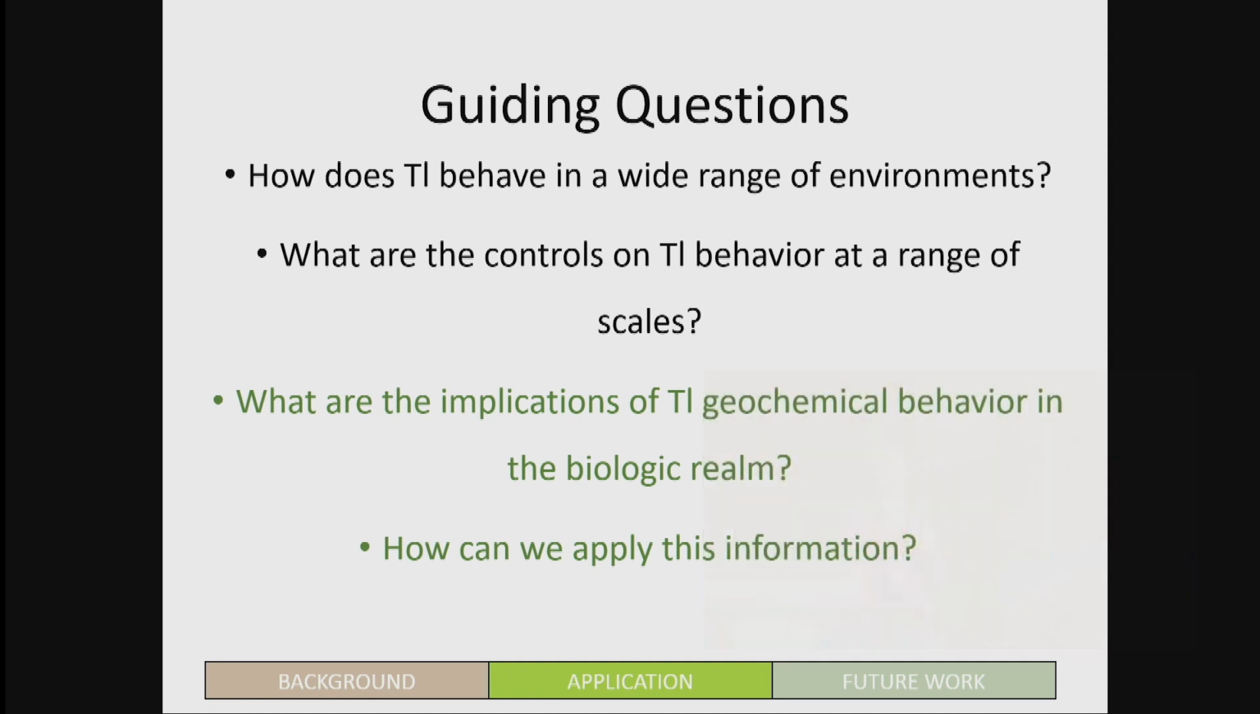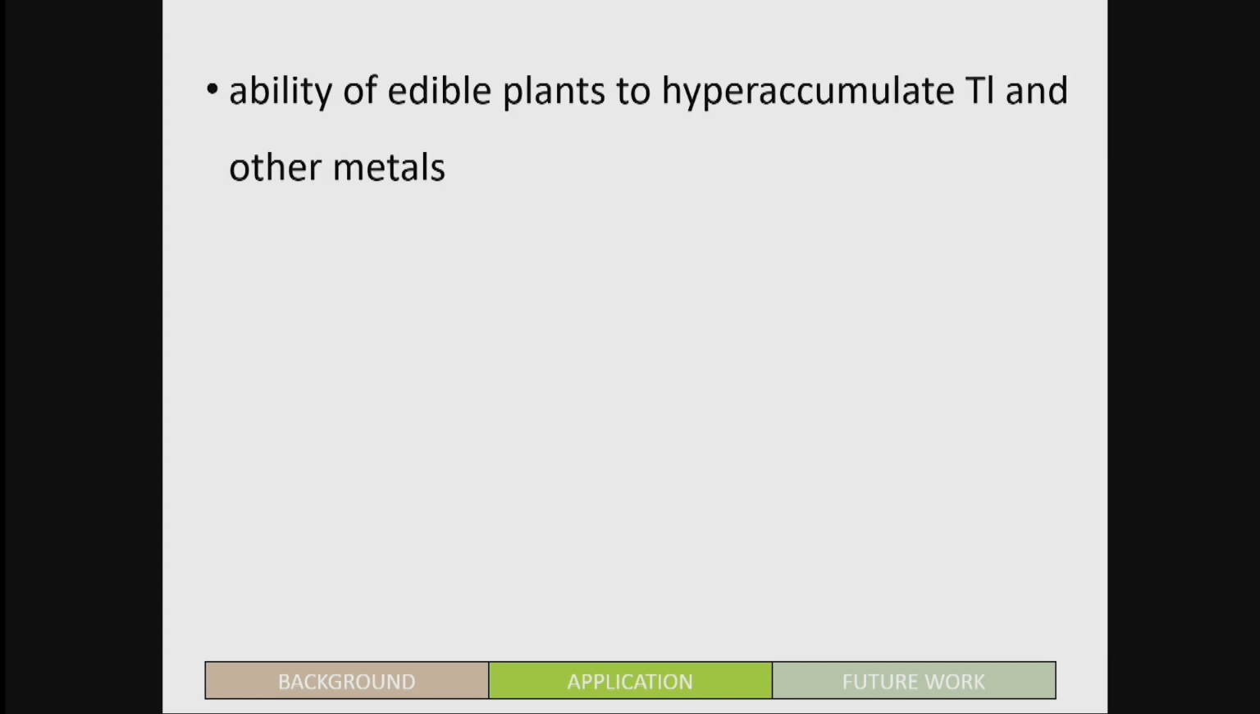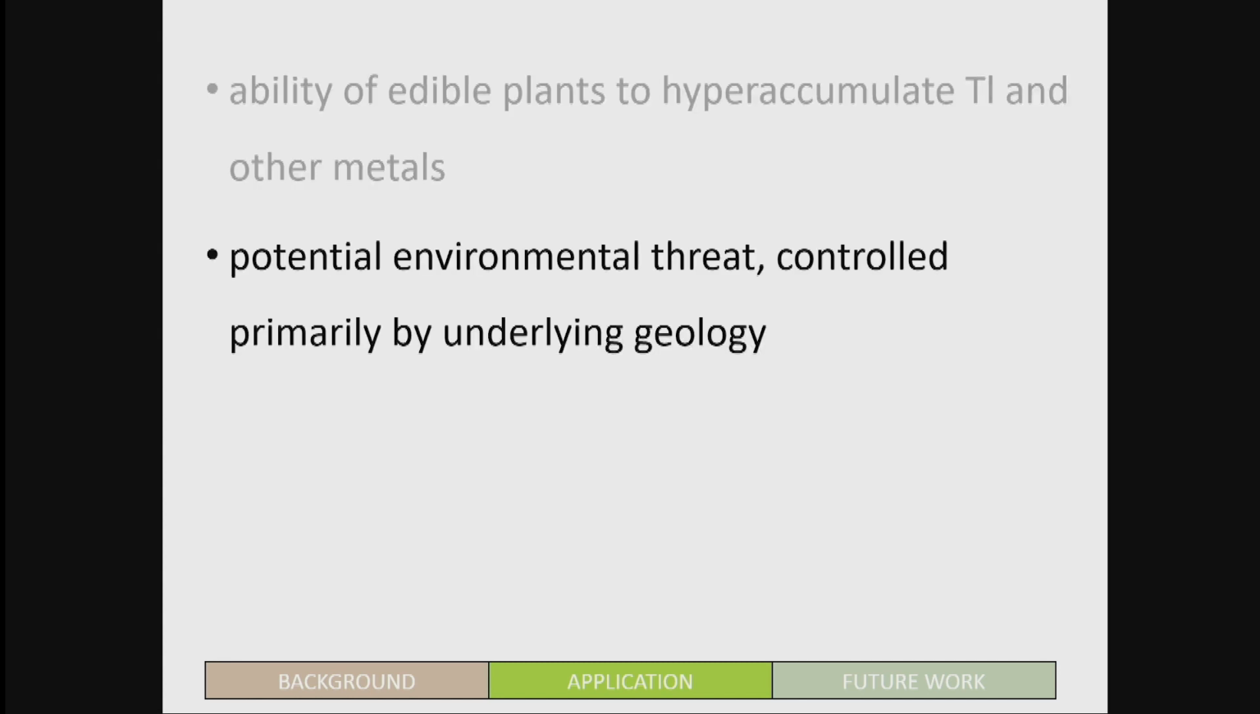So in terms of these biologic questions on the thallium spectrum, what we found was that edible plants are able to hyperaccumulate thallium, so concentrate thallium in edible plant parts by sometimes orders of magnitude. That there's a potential environmental threat controlled primarily by underlying geology.